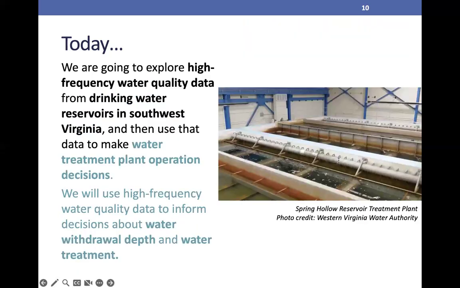You will use high-frequency data from your chosen reservoir to make water treatment plant operation decisions. In Activity B, you will use high-frequency water quality data to make decisions about water extraction depth for a drinking water treatment plant. In Activity C, you will use water quality forecasts to make decisions about water treatment to ensure that your plant meets regulatory standards for turbidity on the bottom filter.